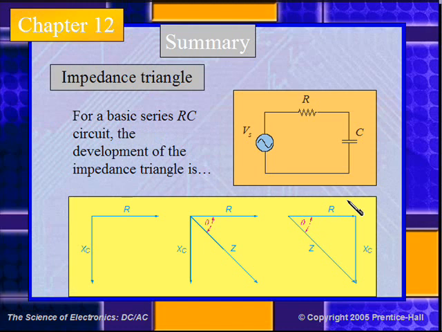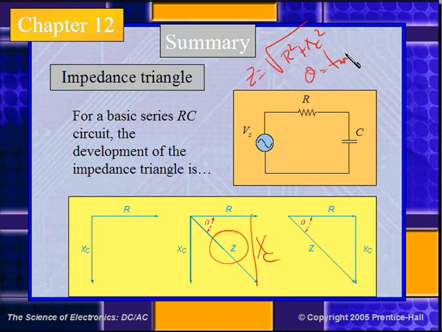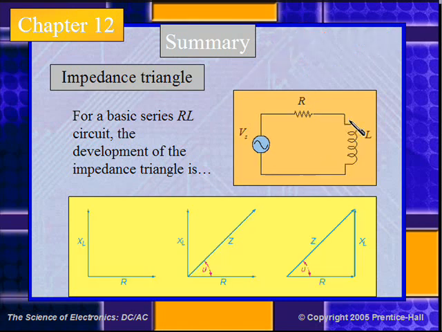For a basic series RC circuit, the development of the impedance triangle is as follows. When you're looking at the resistance and the capacitive reactance, the impedance is the hypotenuse of that triangle that's formed. So basically your Z is equal to the square root of R squared plus X sub C squared, and we're still at that same angle, inverse tangent of X sub C over R. And for series circuits, this would give you the polar form. If you wanted to express it in the series term, you would use the rectangular form, and it would be R minus jXc.